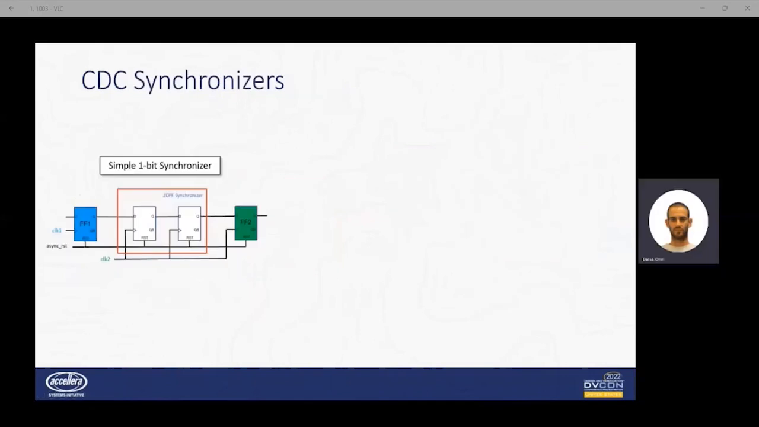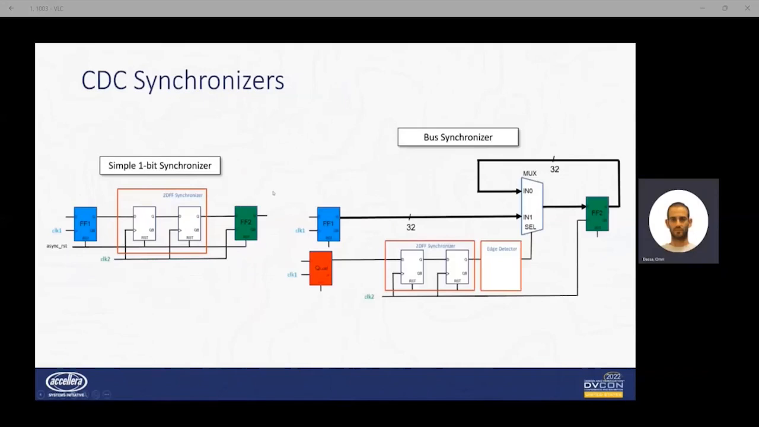The common way to avoid this issue is using a simple 1-bit synchronizer. This is the solution if we would like to synchronize only a single bit. The other solution is a bus synchronizer, which is a bit more complicated synchronization scheme. But we're going to mainly focus on this bus synchronization scheme.